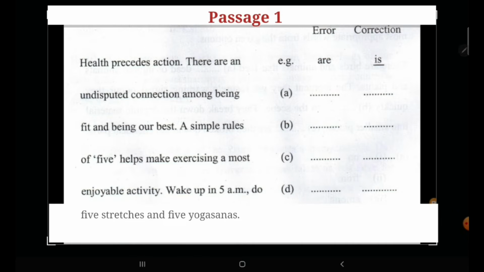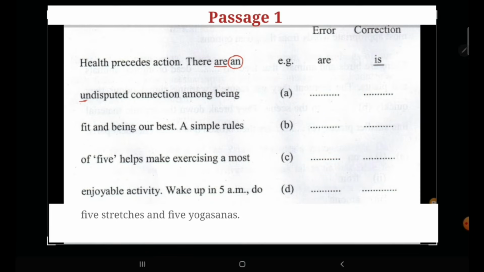Now let's start doing this. You can see that for the first line, an example is already given. Health precedes action. There are an. Now you can see that we have the word "an". "An" will be correct because the next word is "undisputed", which is a vowel sound word. So the wrong word here is "are". Now if we are talking about a single thing, we cannot use "are". We have to use "is", and that is why the corrected word here is "is".